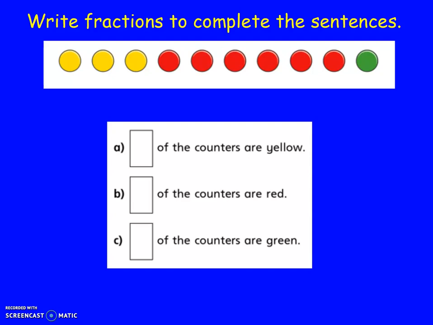I want you to pause the video now and write down A, B and C in your books. I want you to have a look at these counters and see if you can work out the fractions to complete each sentence. Remember, today we are working in tenths, so the denominator is going to be 10 for each one. See if you can fill in the rest in your book. Pause the video and have a go.